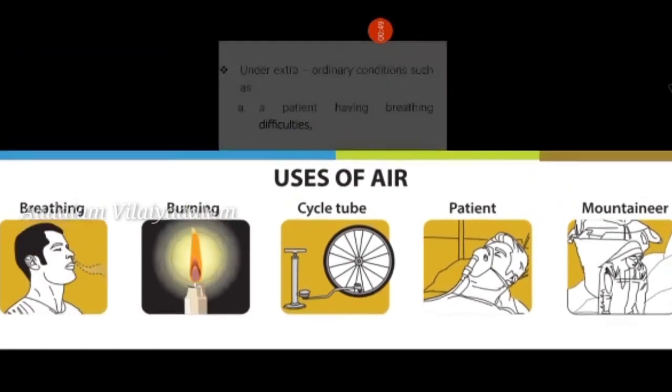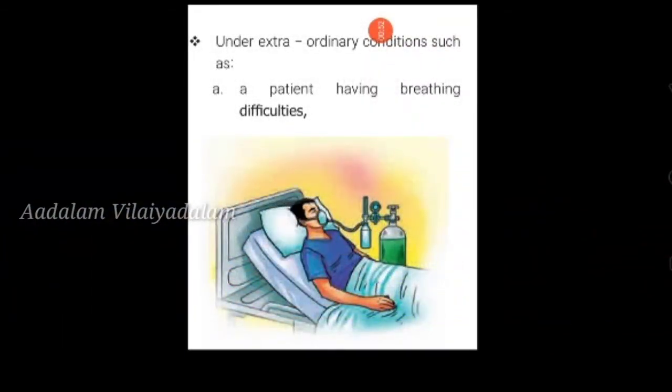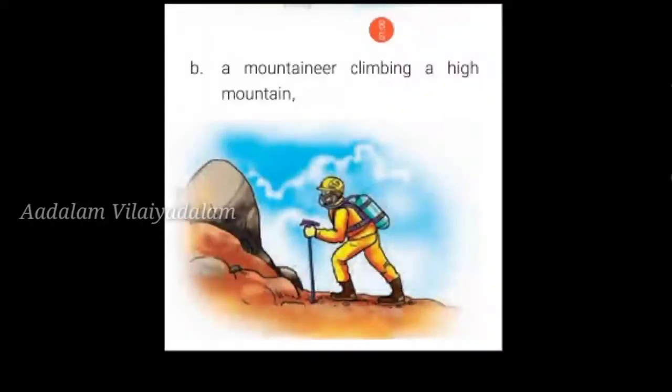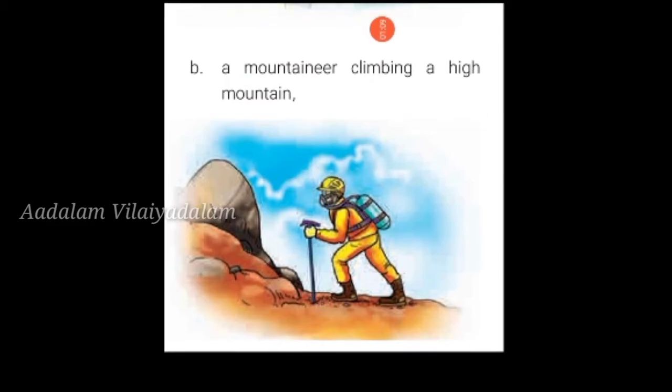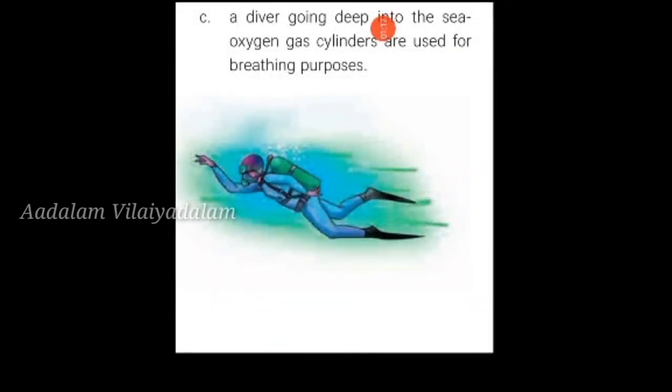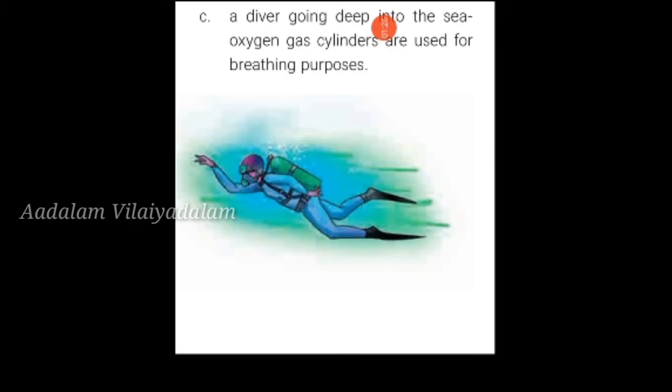Next one, patient. A patient having breathing difficulties uses an oxygen cylinder for breathing. Next, mountaineer. A mountaineer climbing a high mountain uses an oxygen cylinder for breathing, because the higher we go, the more the oxygen level decreases. That is why they use an oxygen cylinder. Next, diver. A diver going deep into the sea finds the oxygen level decreases, so they use cylinders. Oxygen gas cylinders are used for breathing purposes.